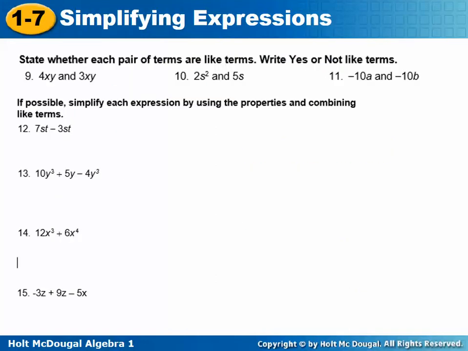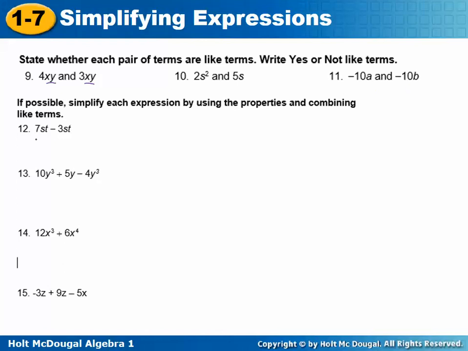So on your worksheet for 9, 10, and 11, you just have to say yes or no. Yes, they're like terms, or no, they're not. You might wonder about 9. Sometimes your like terms will have more than one variable. xy and xy are both the same, so these would be yes. Number 10, one of them's squared and one of them's not, so what do you think? And in 11, one's a and one's b, so what do you think?